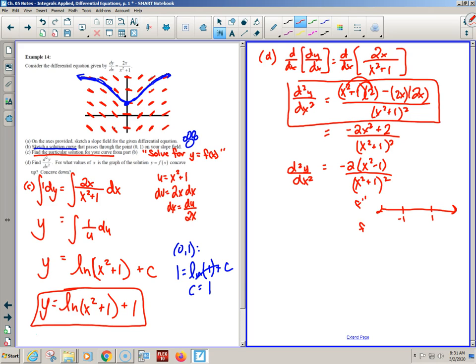Why did I choose -1 and 1? Isn't it kind of obvious? Right? If I go ahead and plug in 0, a negative times a negative is a positive, which means I have concave up. If I plug in 2, that's going to be a negative, concave down. And if I plug in like a -2, still going to be a negative. Oops, wrong way. So concave down.